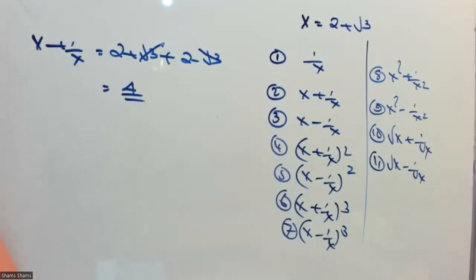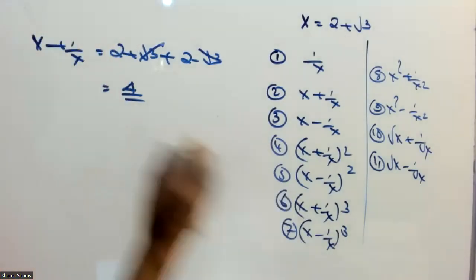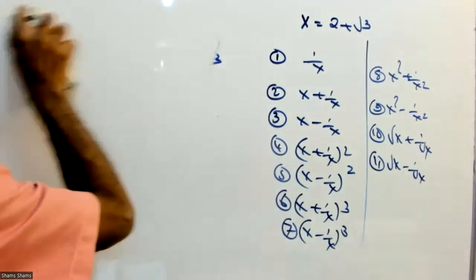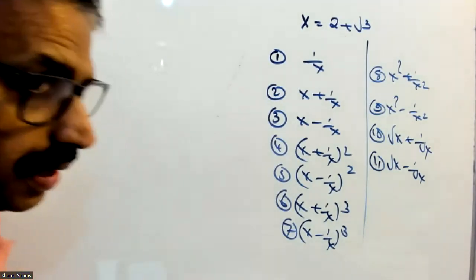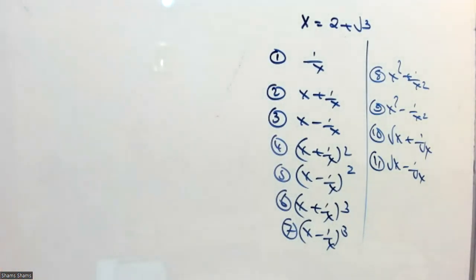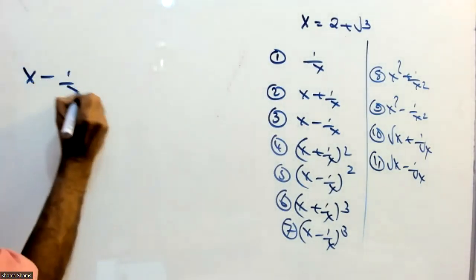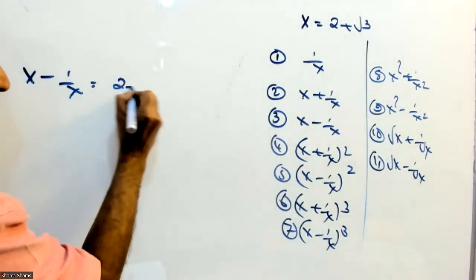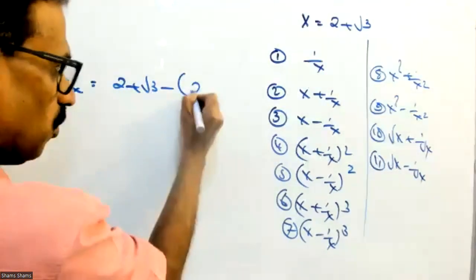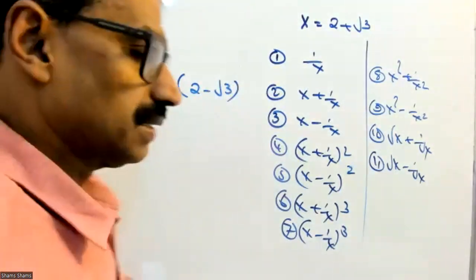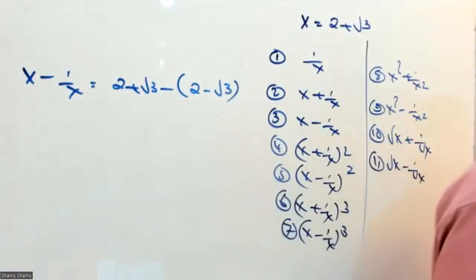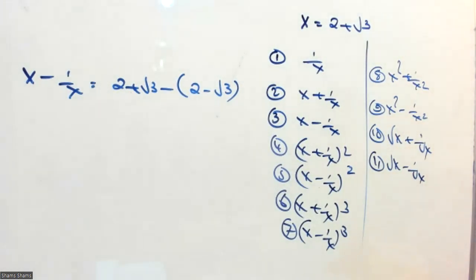Then, next part is x minus 1 by x. Stop, stop. x minus 1 by x, that is (2 plus root 3) minus (2 minus root 3). All of it, you keep in brackets. Otherwise it will be affected, because this minus affects both.